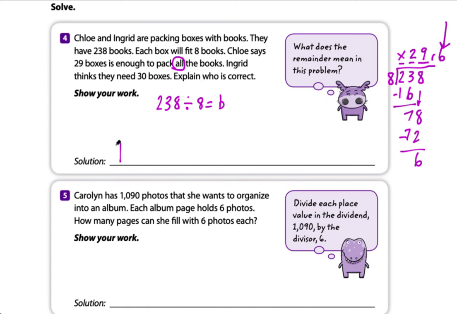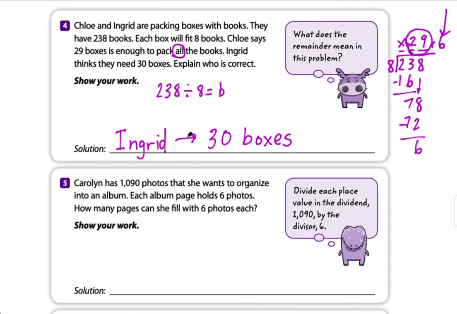It's Ingrid. Ingrid is correct because you need an extra box here. 29 boxes is not enough because you have 6 books left over that haven't been placed in a box. If you have to put all the books in boxes, then you have to get an extra box for these 6 books because you can fit 8 books in a box. Ingrid: 30 boxes. That's how many you need, not 29. This is where you have to interpret that remainder. We had to add 1 box to our answer. We had to add 1 to 29. That's how I got 30 boxes.